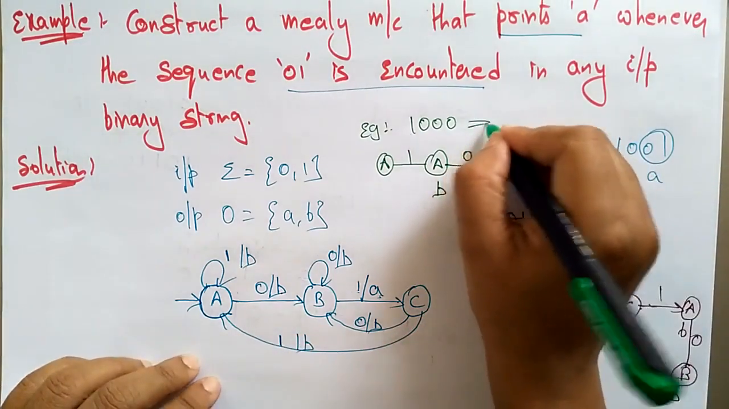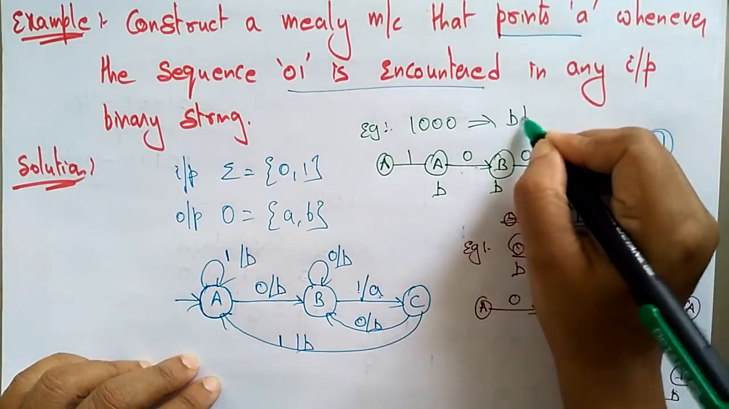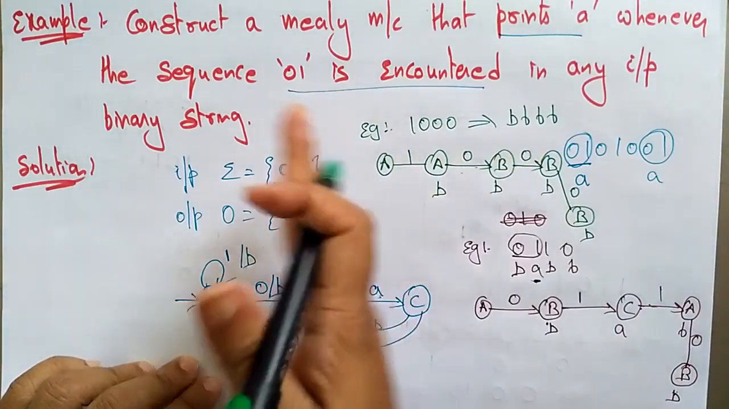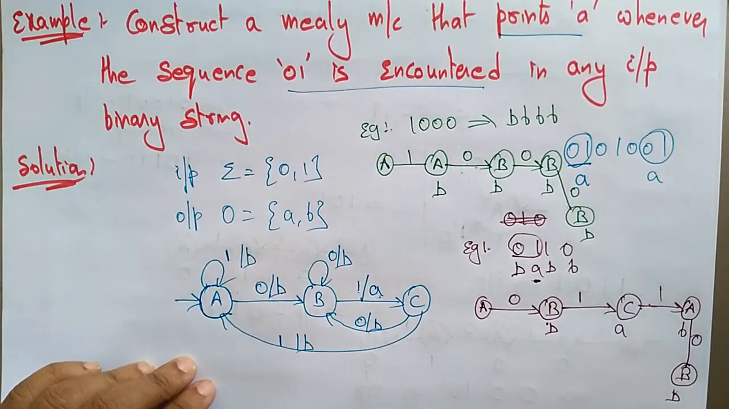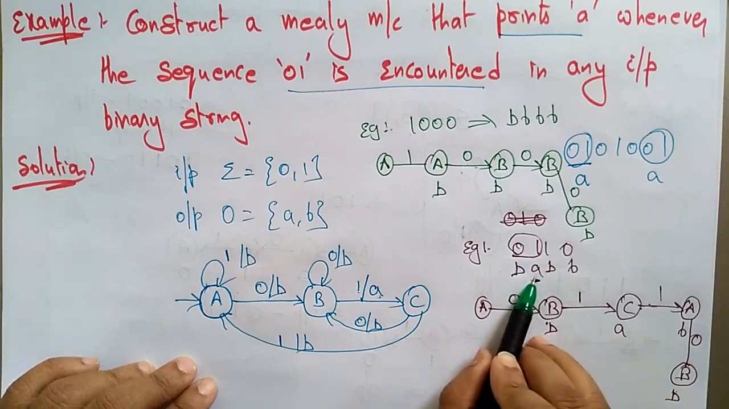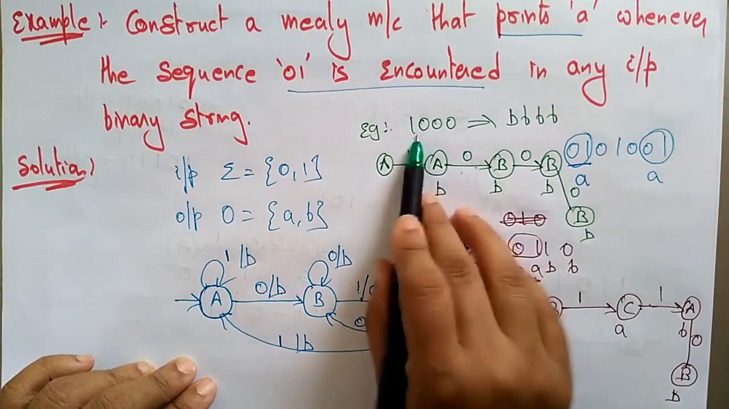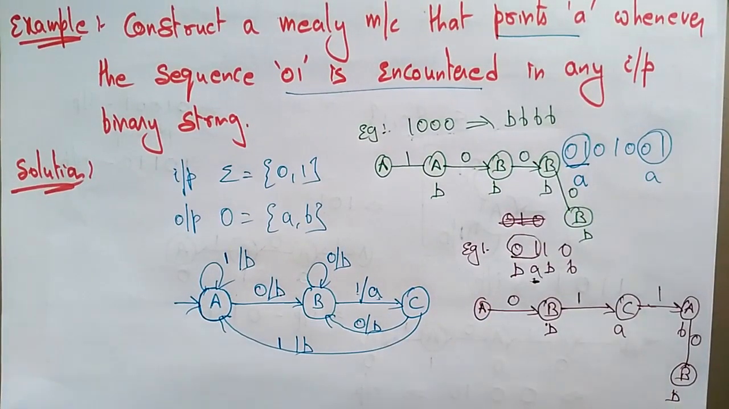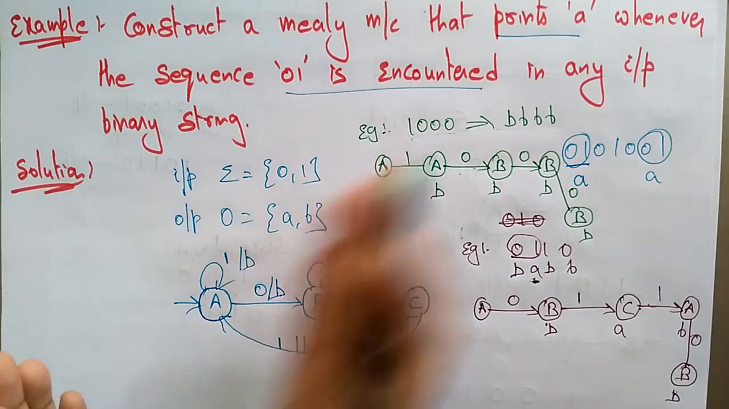So what is the string that you got here? All B's. Here A is not encountered. Why is A not encountered? Because the 0, 1 sequence is not there. Whenever the 0, 1 sequence is there, it prints A value. But here the 0, 1 sequence is not there, so I got the output as all B's. So this is how you need to construct a Mealy machine for the given condition.